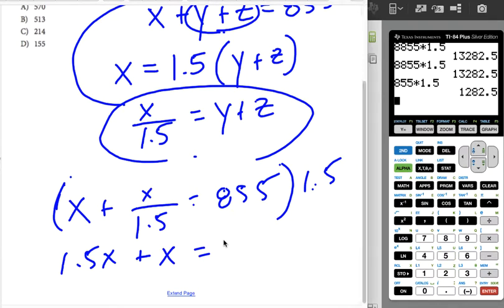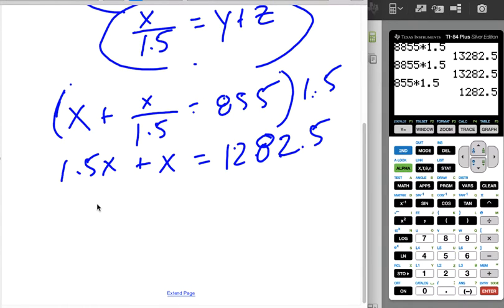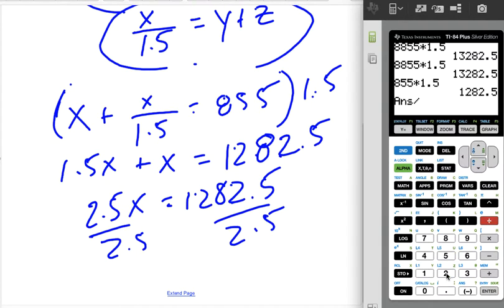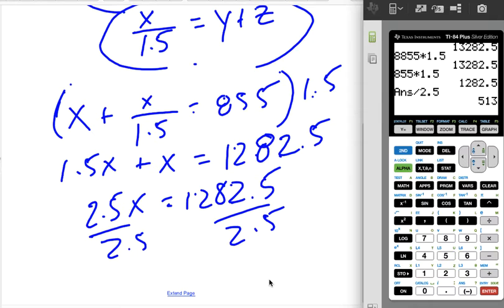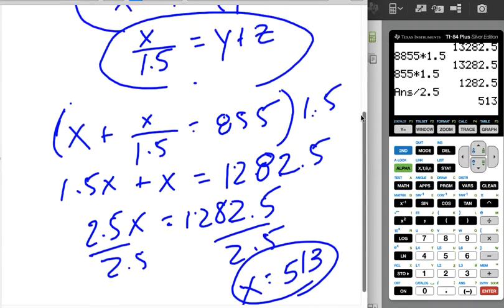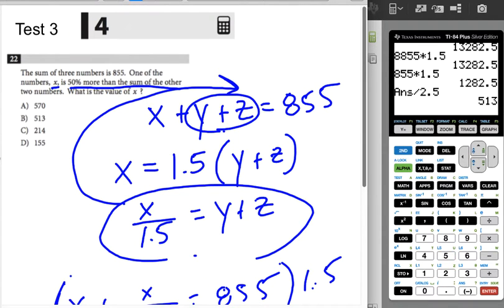So I get that this is 1282.5. And so this is 2.5x equals 1282.5. So I divide by the 2.5, and I get 513. So we get x is 513, which if we go up is answer B.